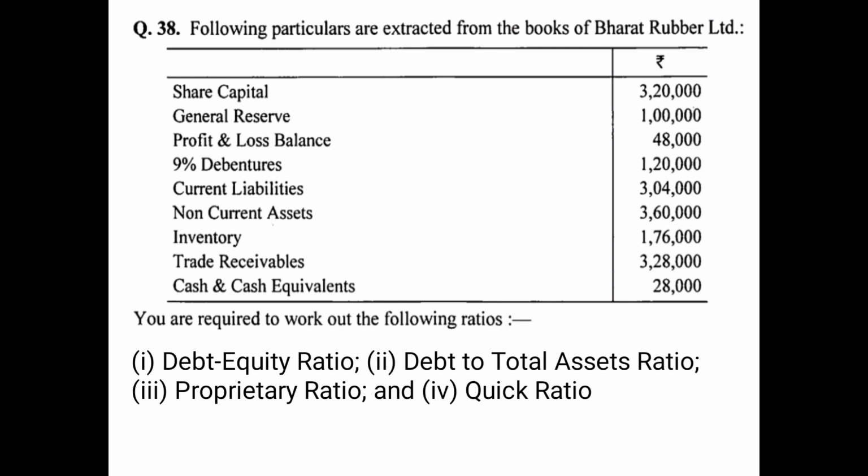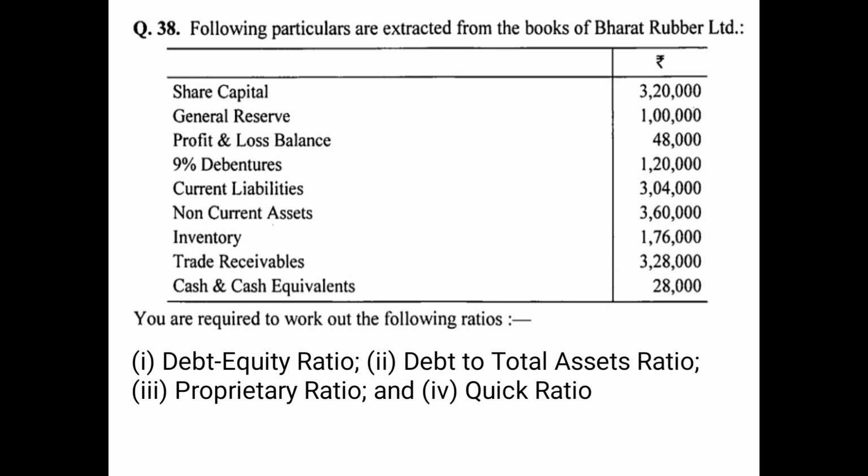Inventory, trade receivables are a part of current asset. Cash and cash equivalents are also a part of current asset. So you have non-current asset, you have the values of current assets. You'll add them together, you will get the value of total assets also. So let us begin with the solution.